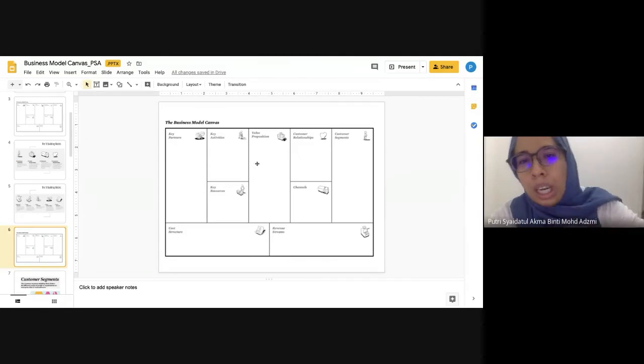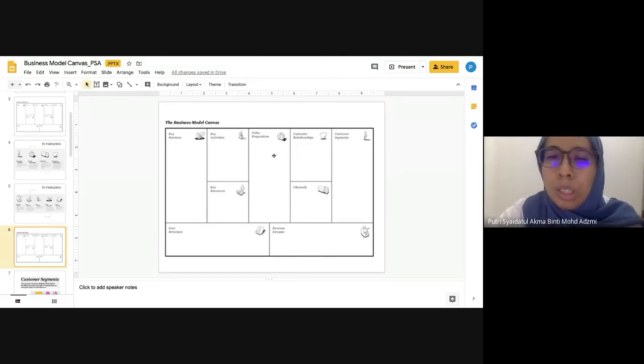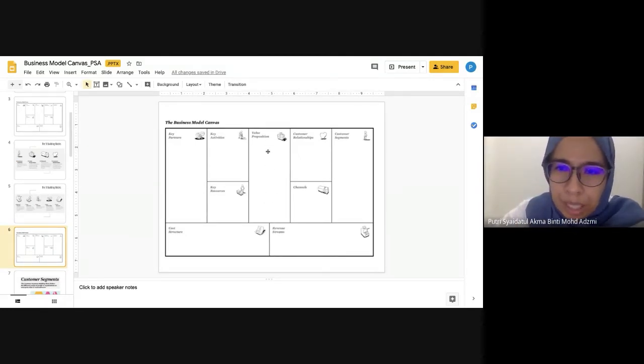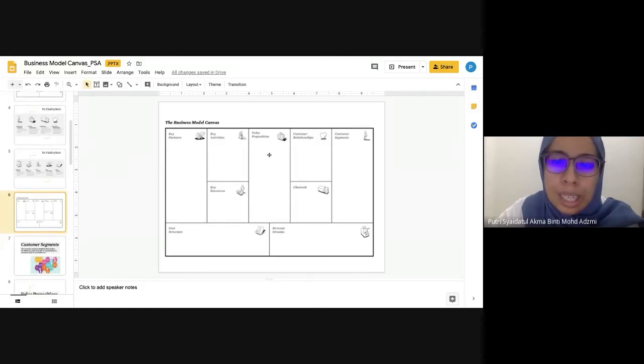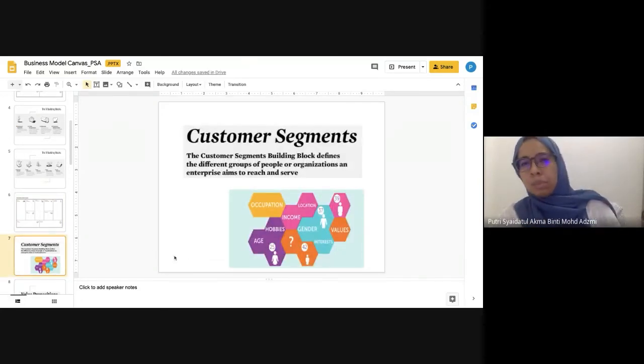So normally, for me personally, I would start with value proposition, to show how unique your business is, how unique your venture or your product is. And when I start with this value proposition, I would think about my customer segments. Who will be your target market? So now let's look at customer segments.